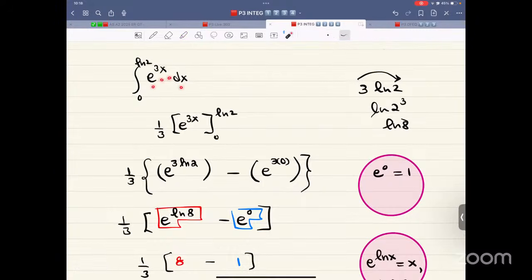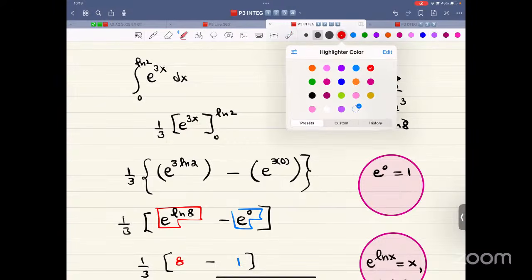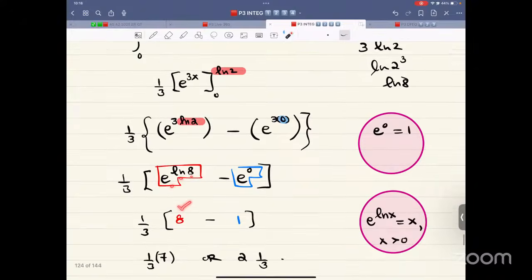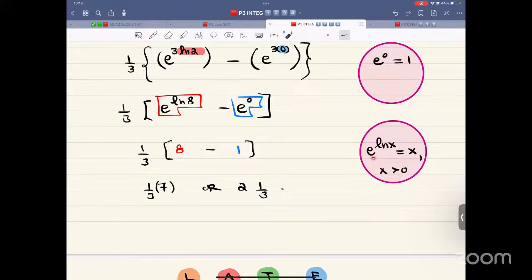E raised to power of 3x dx, the limits are 0 and ln 2. It's e raised to power of 3x divided by 3, 0 and ln 2. So now let me first plug in the upper limit, that is ln 2. Then let me plug in the lower limit, that is 0. So now 3 ln 2 is actually ln 2 cube, which is ln 8. E raised to power of ln 8 is 8 based upon this rule. Very important. E raised to power of ln x is x, provided x is greater than 0. E raised to power of 0 is 1. So you're getting an exact answer, which is over here.